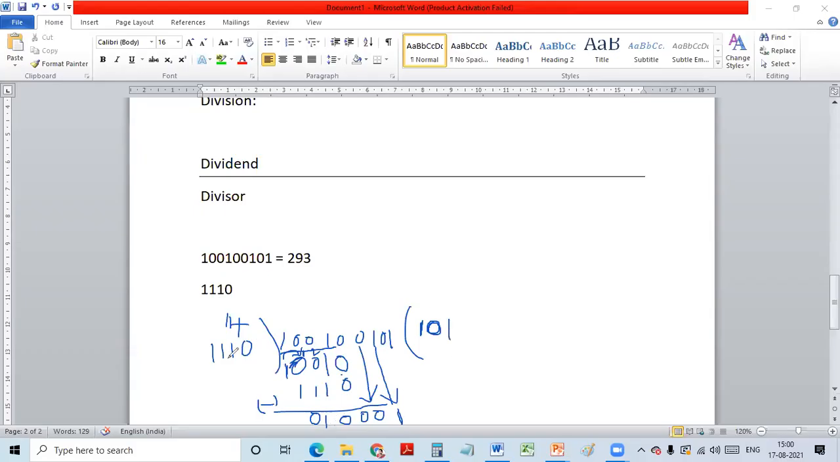And this number has to start from here: 1110. Perform the subtraction. The result is 1 minus 0, 1. And here we have to take a borrow from here. I'll be getting 1 here, 1 here, and 2 here. 2 minus 1, 1. 1 minus 1, 0. 1 minus 1, 0.